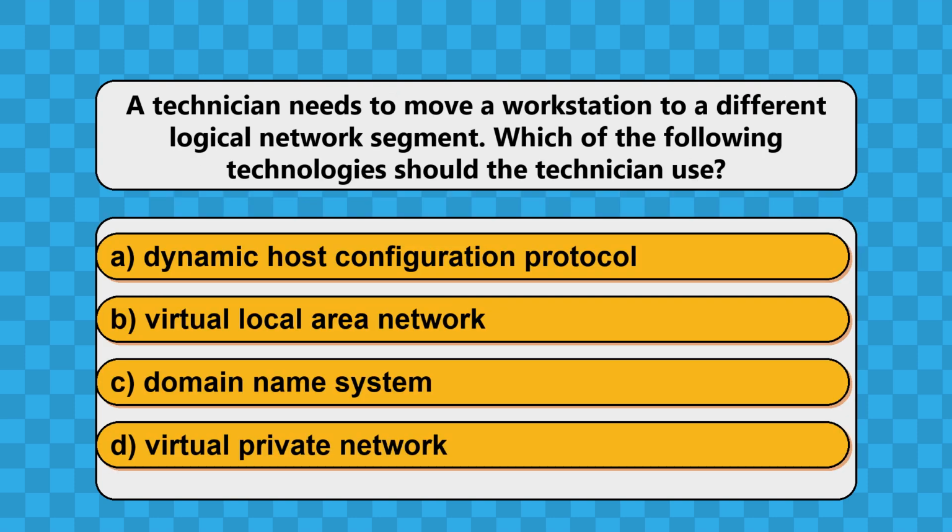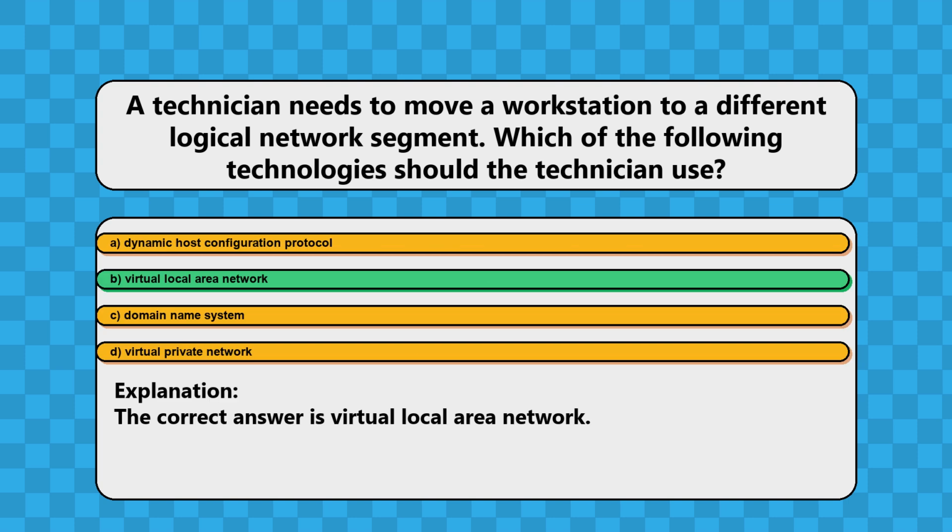Question 43. A technician needs to move a workstation to a different logical network segment. Which of the following technologies should the technician use? Option A. Dynamic host configuration protocol. Option B. Virtual local area network. Option C. Domain name system. Option D. Virtual private network. The correct answer is option B. Virtual local area network.